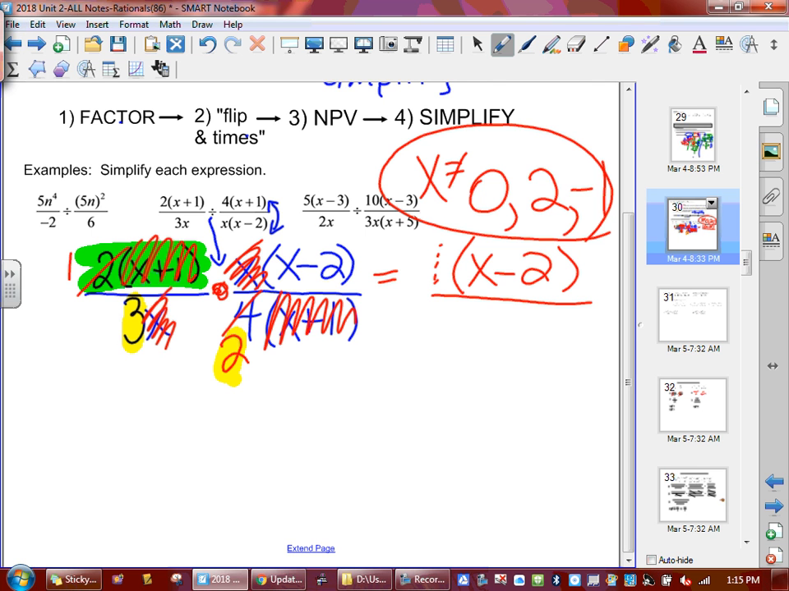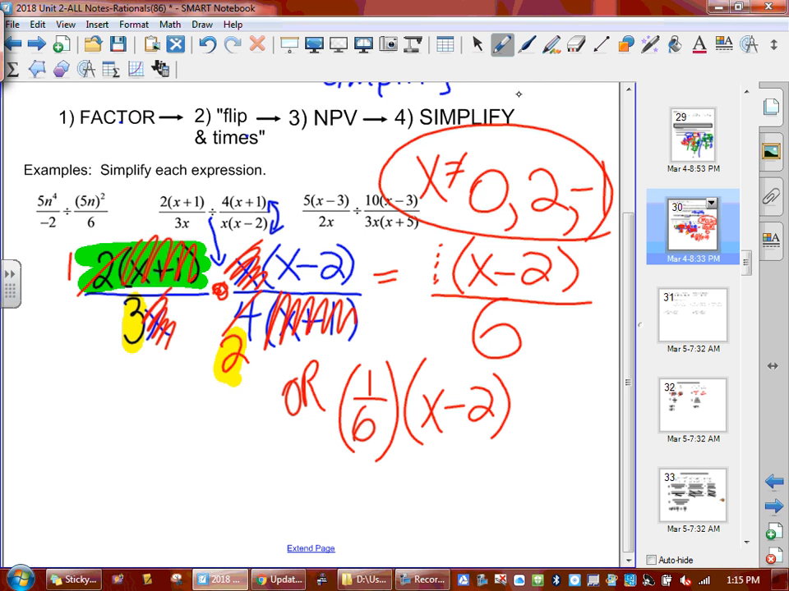Okay? Now, they can also write the answer like this: 1 over 6 times x minus 2. They could also do that. They can pull that 6 up on here. So both are correct equations. So pretty good. Once you flip it, we're just back to the multiplying rules.